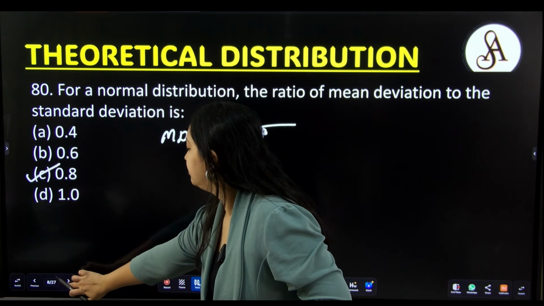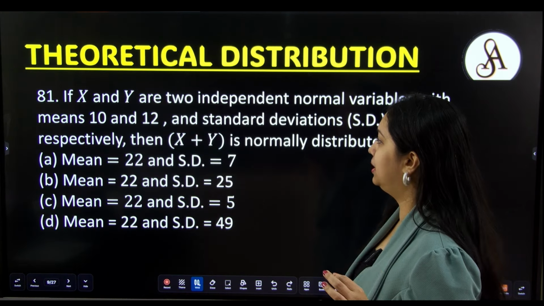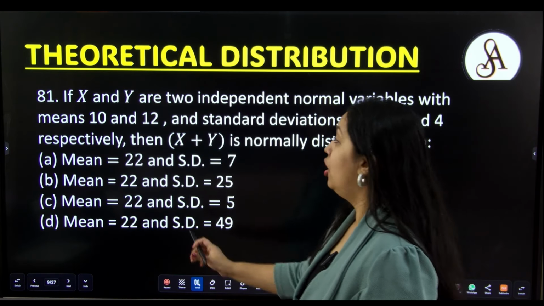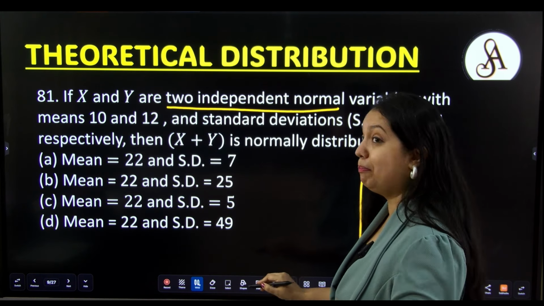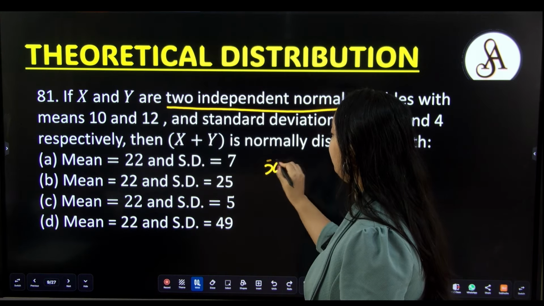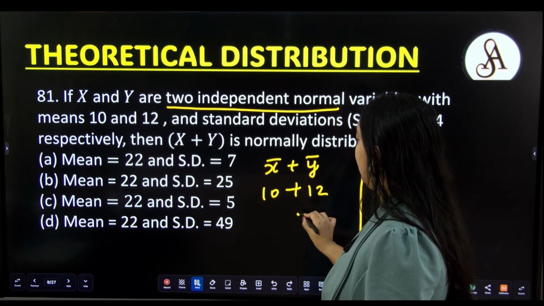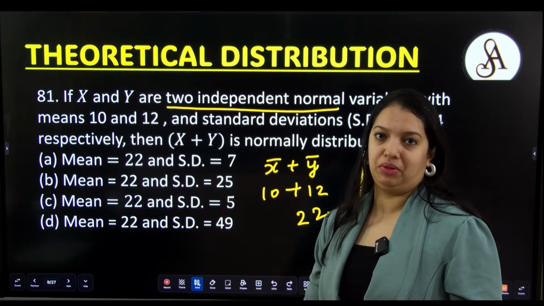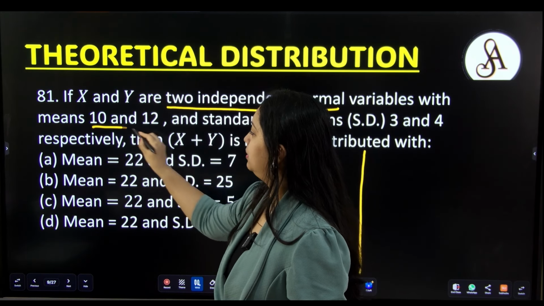Next, if x and y are two independent normal variables with mean 10 and 12, two independent normal variables are there. So if you want to find combined mean, it is mean of x plus mean of y, 10 plus 12. Combined arithmetic mean is equal to 22. In all the options, the value is given as 22. So this part is done.